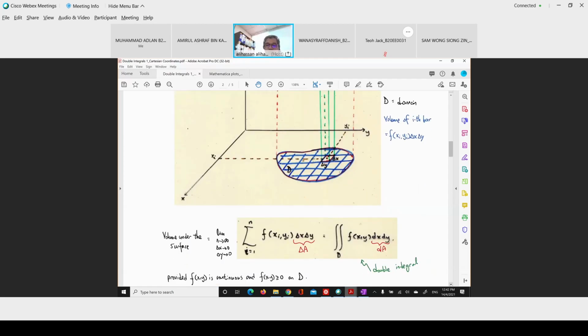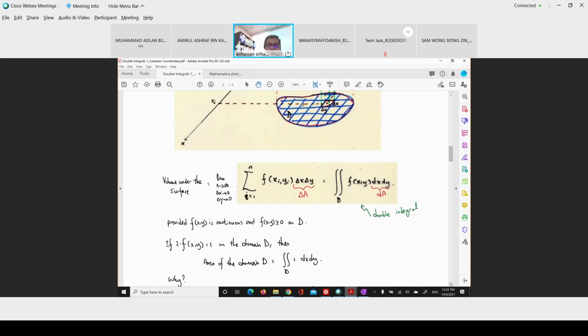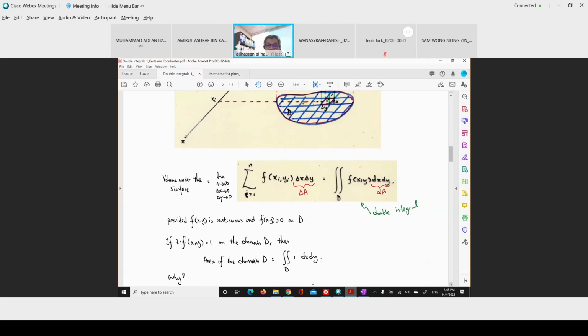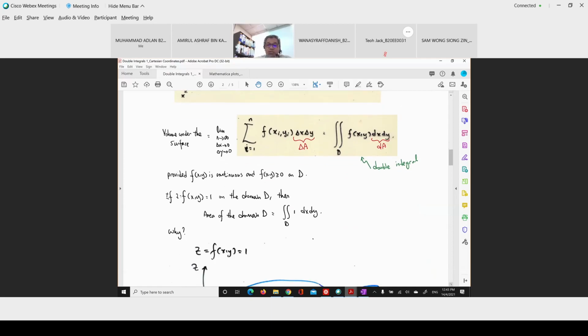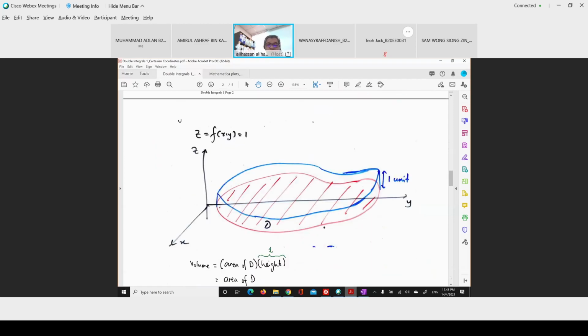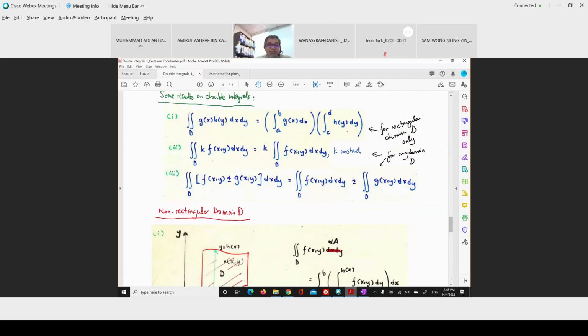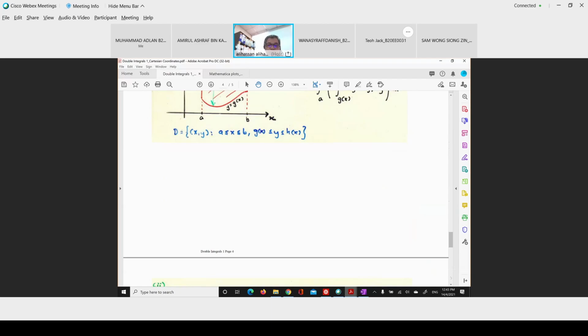Later on we will see some applications of double integral. One of them is finding volumes. There are other applications as well, such as moment of inertia and center of gravity. We will come back to the problem of evaluating volumes later on. But for now, let's learn how to evaluate double integrals. All right, Doctor.